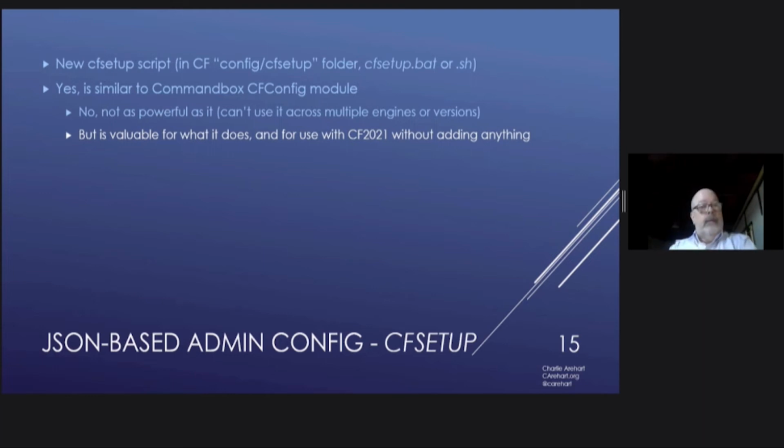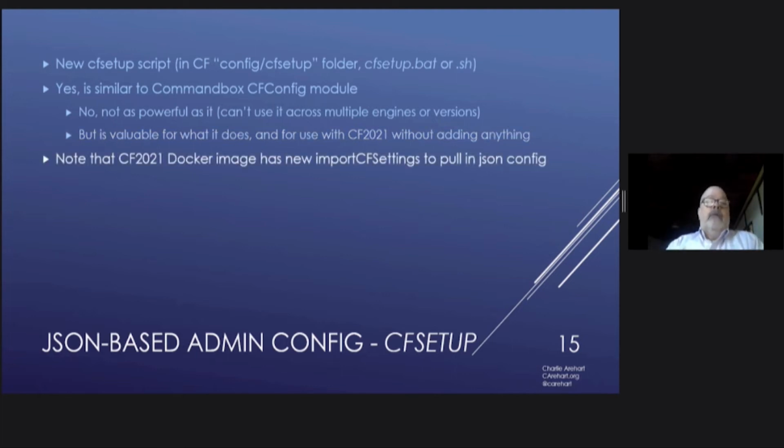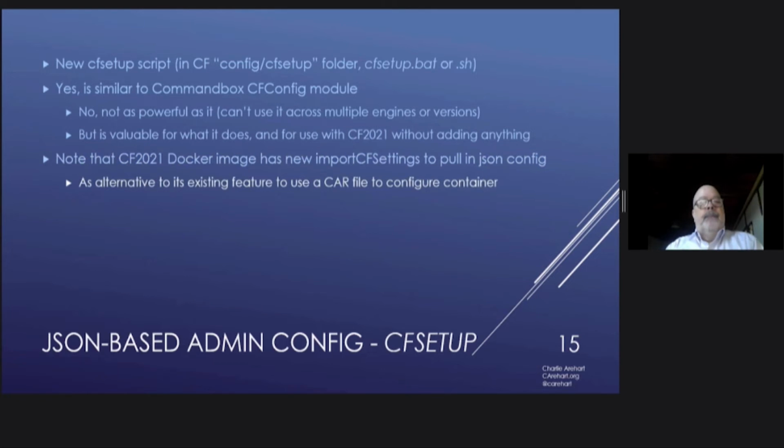You can import it into Docker images, build Docker containers using that. So there's a new import CF settings environment variable where you point to the JSON file, and when the container starts, it has those settings. So you could always, in the Docker images, point to a CAR file if you remember what those were. They're still supported in CF2021. They're still supported by Docker images, but instead of using a CAR file, you can now use this new JSON config approach.